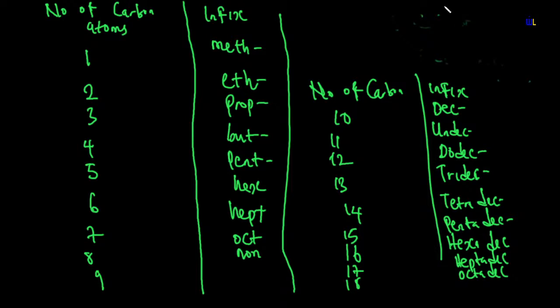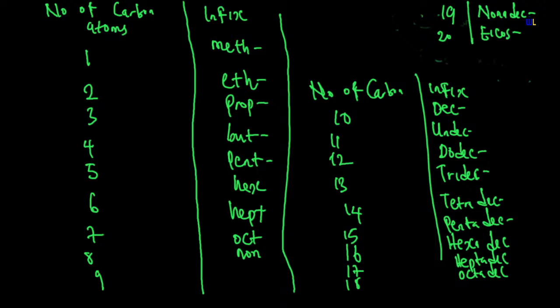So 19 is going to be referred to as nonadeca, while 20 is represented as icos basically. So the point is, if you have 20 carbon atoms and it is an alkane, it will be icosane. If you have 12 carbon atoms and it is an alkanoic acid, it will be dodecanoic acid. So these names represent the number of carbon atoms in the parent chain. Having said that, I presume this is understood basically.